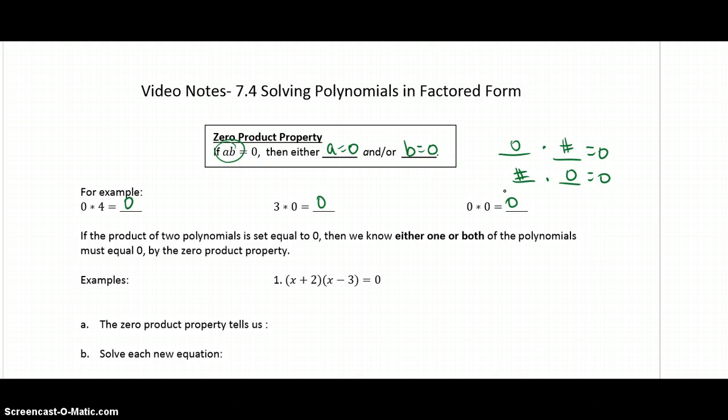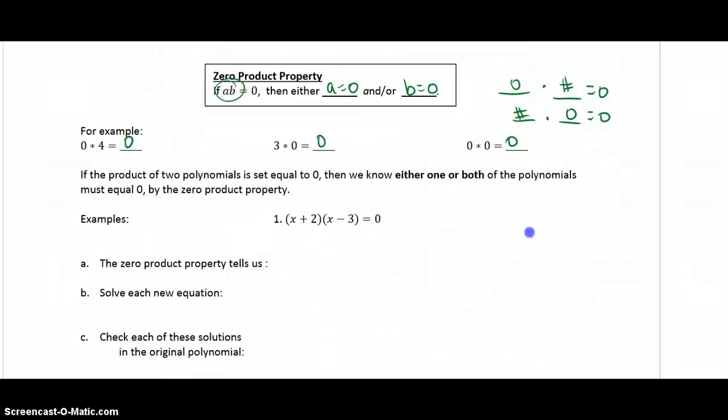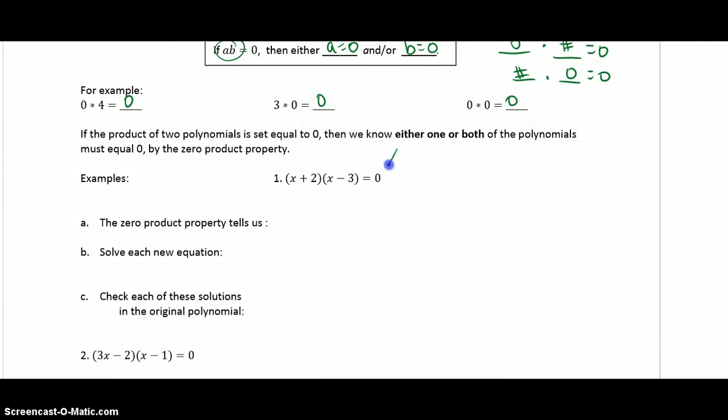Well, how is that going to help us? What we're going to do is take our polynomials and solve equations with them. Often the first step of solving an equation with polynomials is to make the equation equal to 0. For this section, all of our polynomials will equal 0 already, and so all we have to do is solve each part of the polynomial.